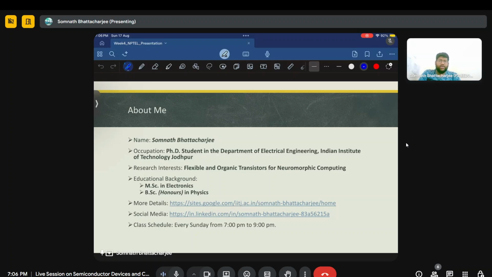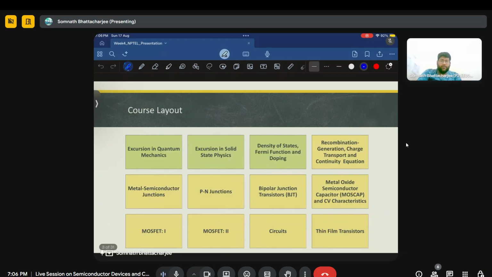So our weekly class schedule is every Sunday from 7 to 9. As per the schedule, we'll move towards our week number 4, that is titled recombination generation, charge transport and continuity equation.